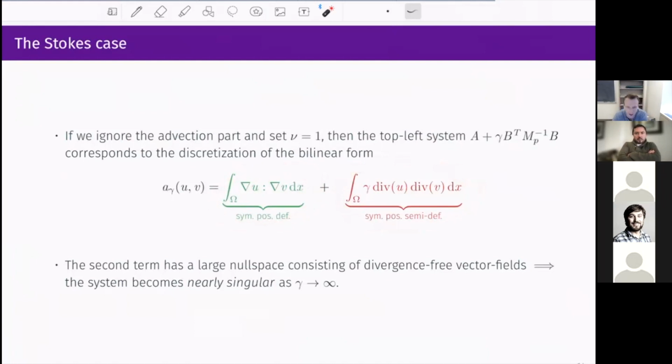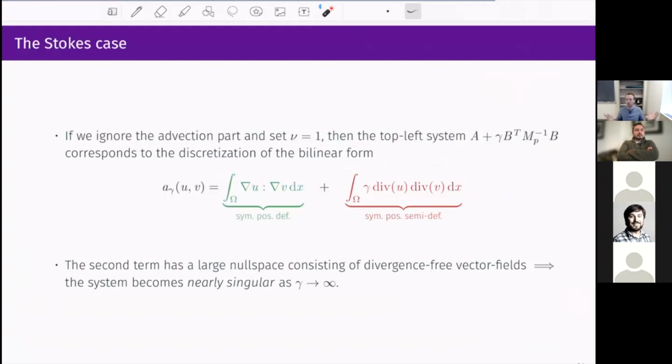Okay, and so the colors here are on purpose because this diffusion term is maybe the second nicest thing after a mass matrix that we can think of. It's symmetric, it's positive definite, standard multigrid works well. And now this term, it's again symmetric, but it's only positive semi-definite, right? It has a huge null space. Any vector field you throw in there that is divergence-free disappears in this term, right?